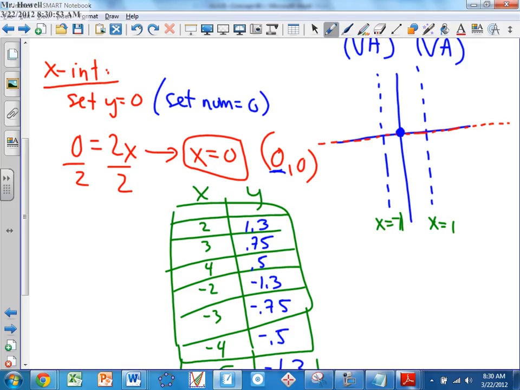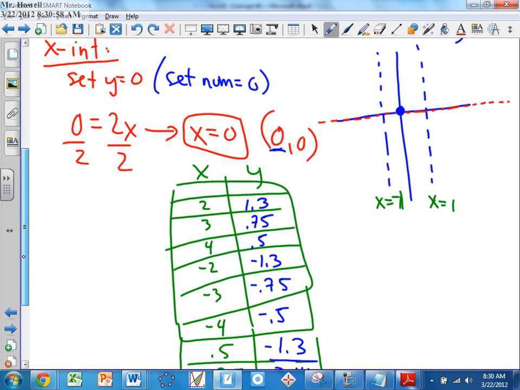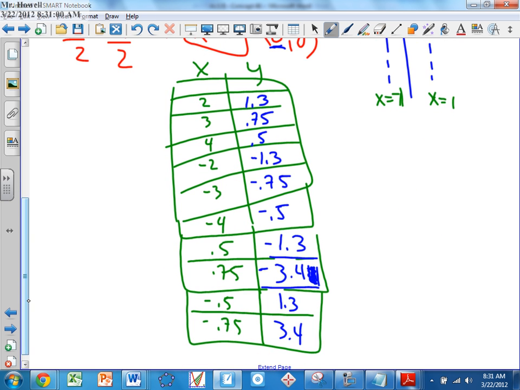Now, the question becomes this, guys. I haven't labeled my y-axis yet on my graph. And look at these points. What's the smallest and biggest y value?